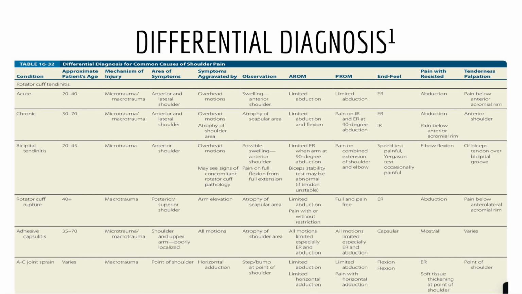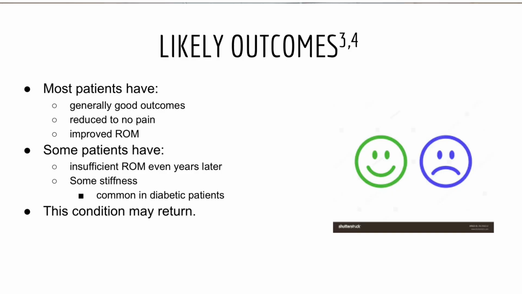Also, the age is 35 to 70 versus bicipital tendonitis, which is 20 to 45. For the likely outcomes, most patients have generally good outcomes with reduced to no pain and improved range of motion. Some patients have insufficient range of motion even years later, and some stiffness. This is common in diabetic patients and the condition may return, just because, like I said, it can come from just being still. And if you're being still, it may come back. So it's important to always move with this condition.